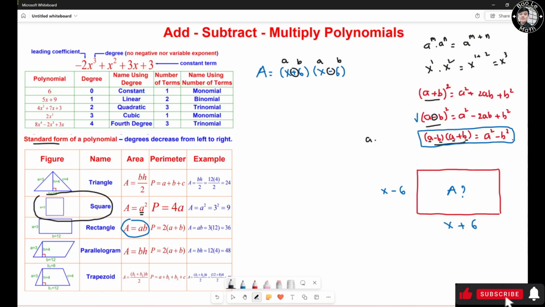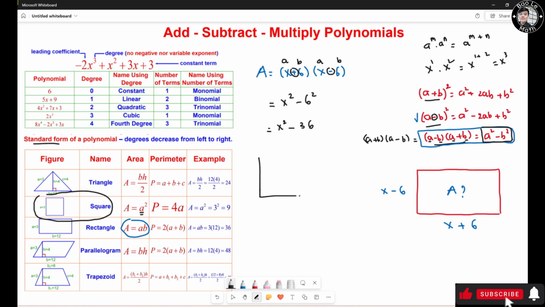I can write a plus b times a minus b, right? It's the same thing as a minus b times a plus b, and you still get the same answer right here, a squared minus b squared. Alright, so by applying this formula, you can easily get the answer, right? It's gonna be a squared, which means s squared, minus b squared, which means 6 squared. So the answer must be s squared minus 36, right?